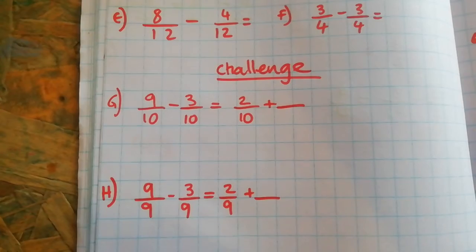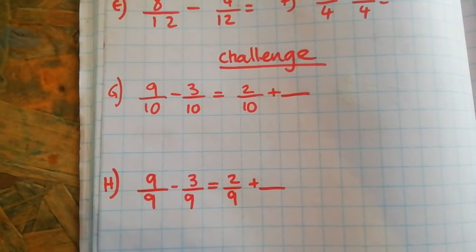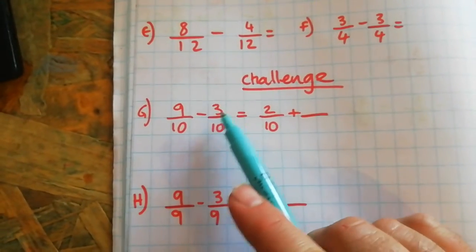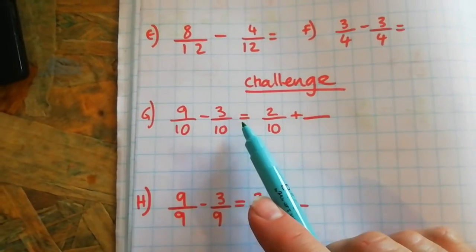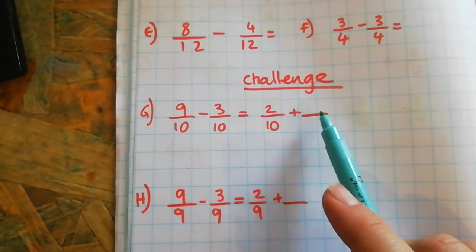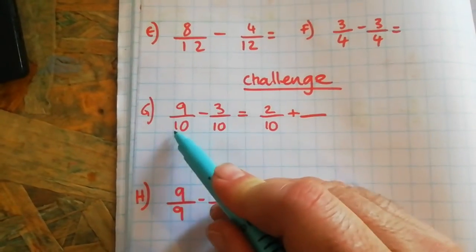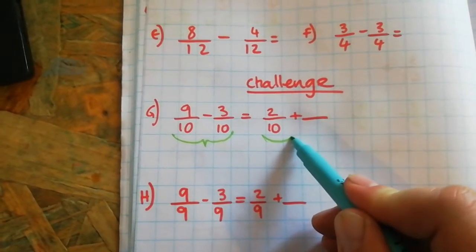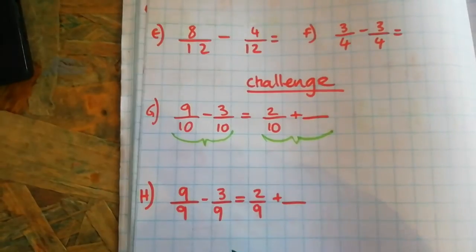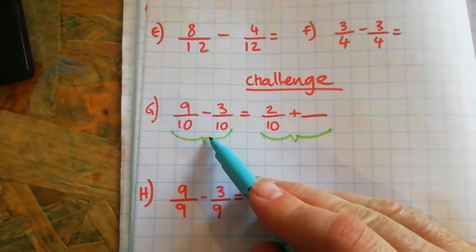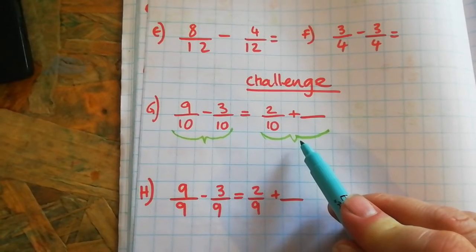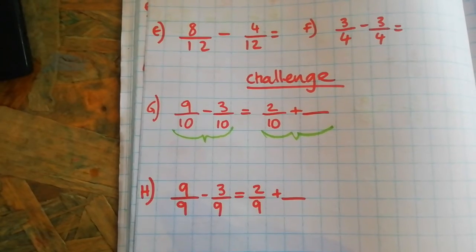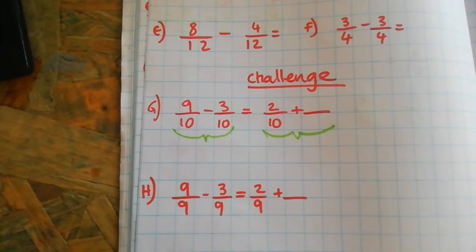And your challenges, 2 of them there, is to balance this equation: 9/10 subtract 3/10 is the same as 2/10 add on something. Think about it like this. Both sides are going to have to weigh the same amount. How much does this side weigh? How can you make this side weigh the same? And the final challenge is in the same kind of area.